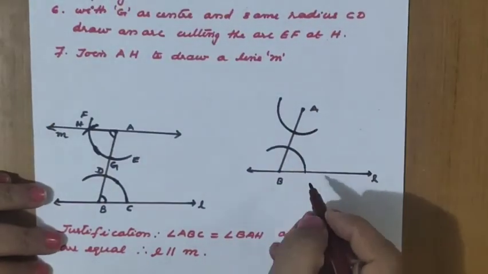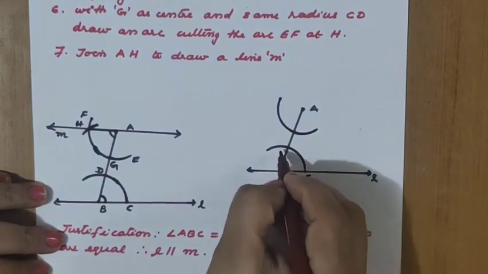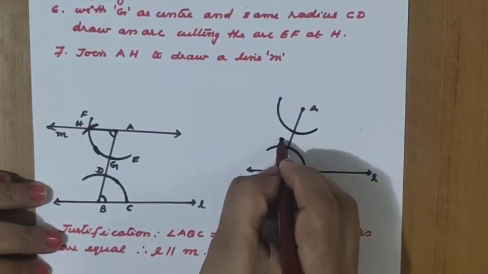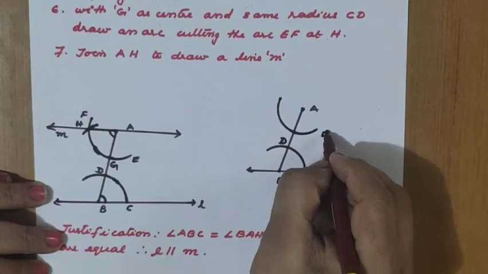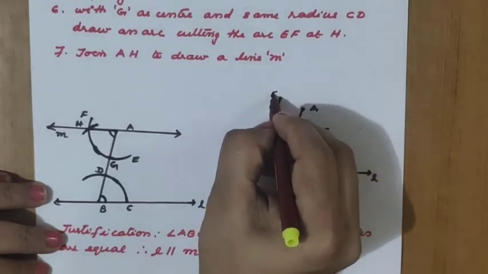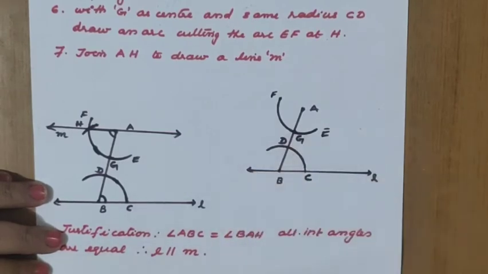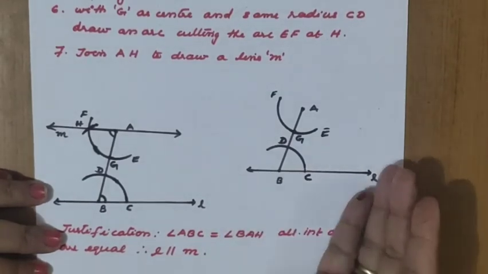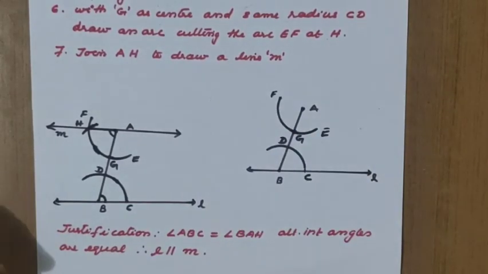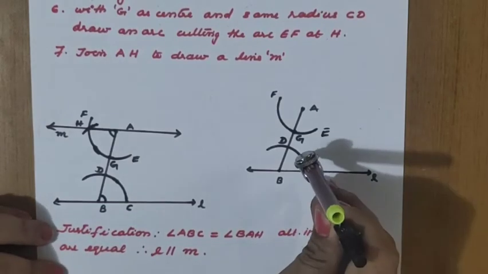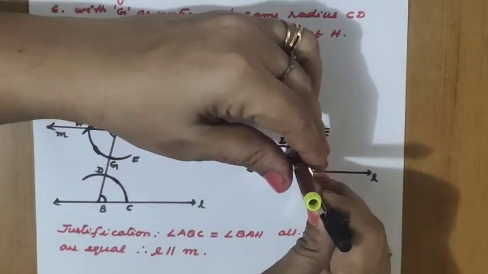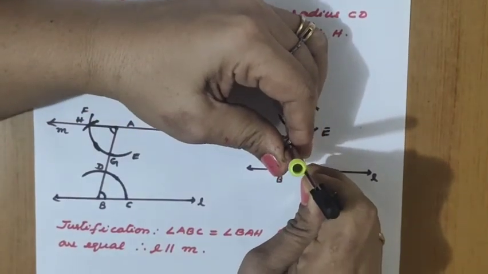Since A and B are completed, C I will mark. This point we have marked as D. Now the arc is EF, but the cutting point is G. Right? These are the steps. So the same radius we have used at B and A, one on the right side, another on the left side. What is the next step? The alternate interior angle concept to be brought here. So what should we take? We should take the measurement of CD in our compass.